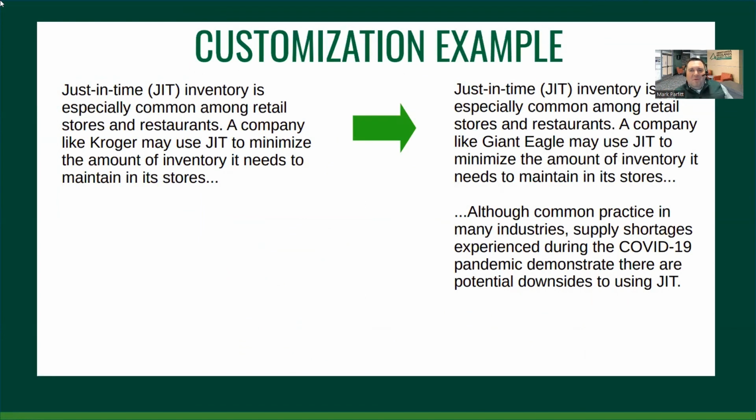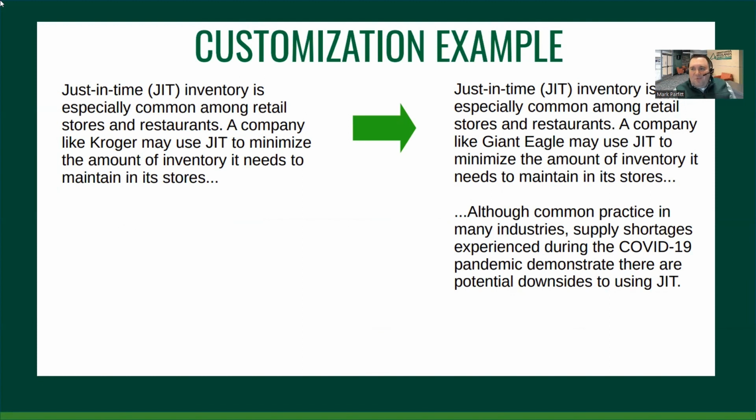So here's an example I had. Just-in-time inventory, if you teach that in an operations management class or a management class, we used to teach that as the gold standard of inventory management. The OER textbook I had used had the original paragraph: just-in-time inventory is especially common among retail stores and restaurants. A company like Kroger might use JIT to minimize the amount of inventory it needs to maintain in its stores. Well, I study business, so I know what a Kroger is. I know it's a huge supermarket chain, but a lot of our students here have no idea what a Kroger is. They don't operate in our area.